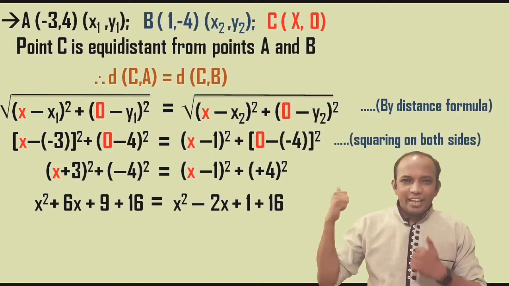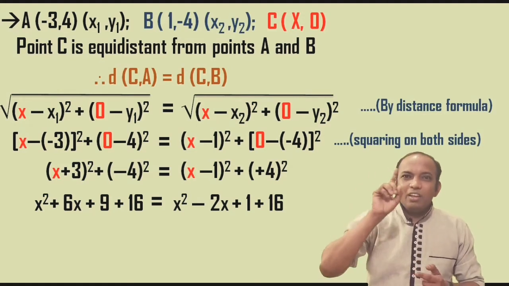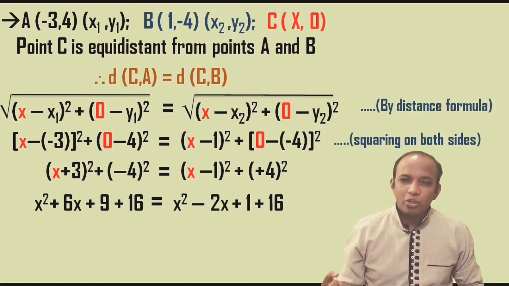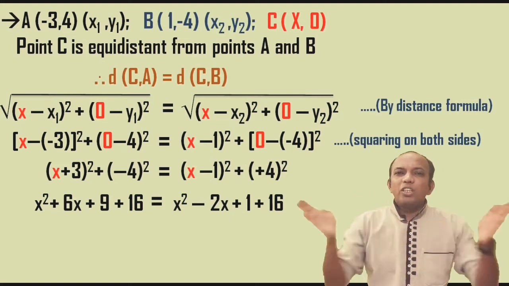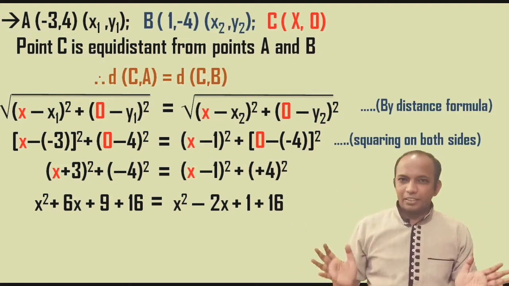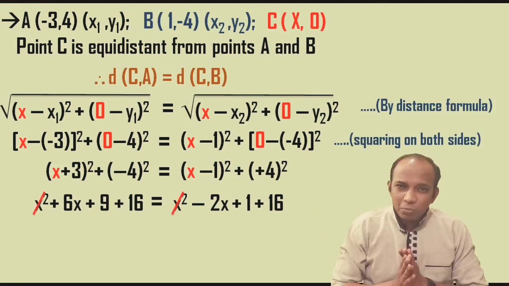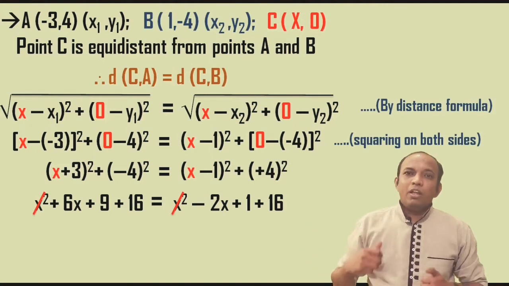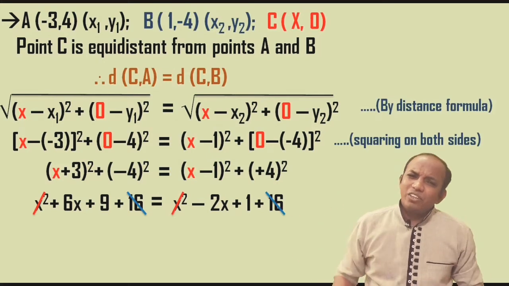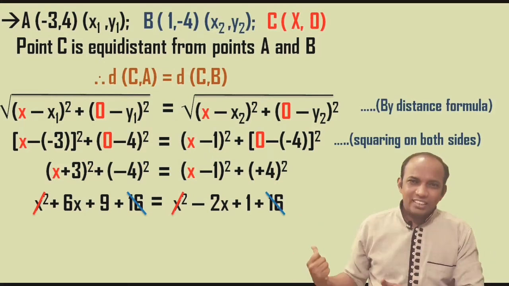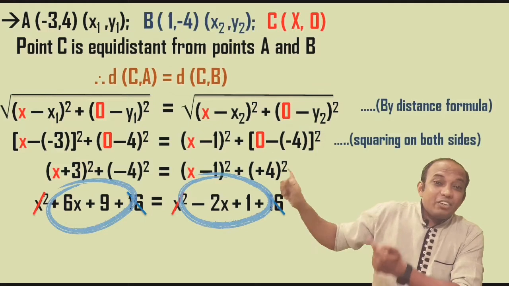On the other side we get x square minus 2x, yes, because between we have x minus 1, the minus sign is there, that's why a square minus 2ab we have to use. So what we have over here is x square minus 2x plus 1 plus 16. Now on both sides, if you observe, there are a few like terms with the same sign, like x square and x square, so we can cancel or strike out those terms. So x square you can strike out, and 16 also, yes, because 16 is positive on both sides, so 16 is also removed. So what are we left with? We are left with 6x plus 9 and negative 2x plus 1.